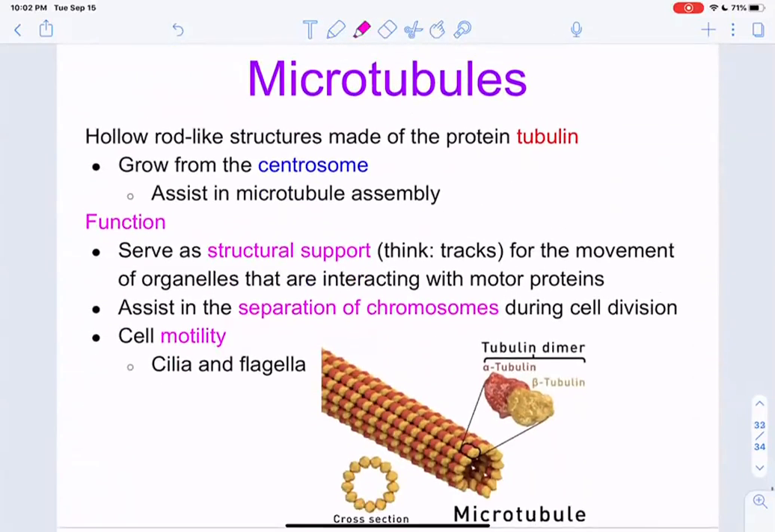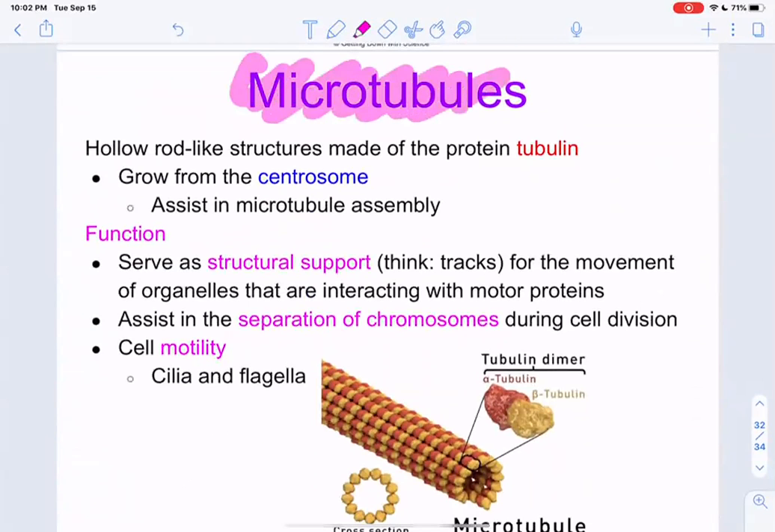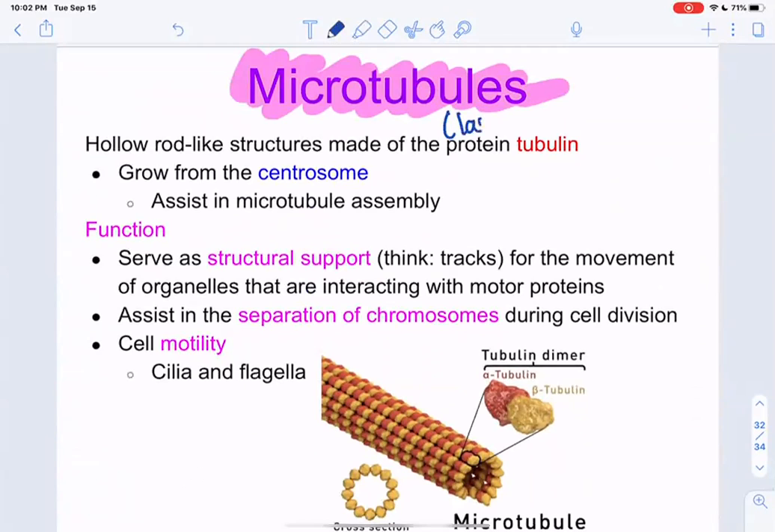Next is microtubules. Don't let the word deceive you. Micro, this one is actually the largest one. Still pretty tiny though. This is going to be made up of a hollow tube made up of the protein tubulin. They grow from the centrosome, and they help with making microtubules, which is funny. They help with making themselves.